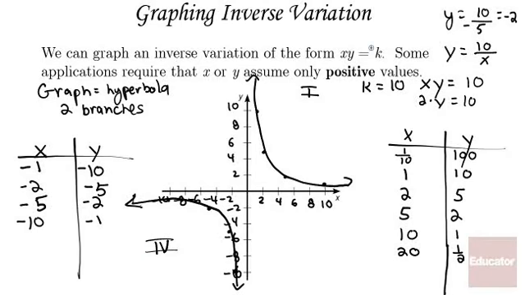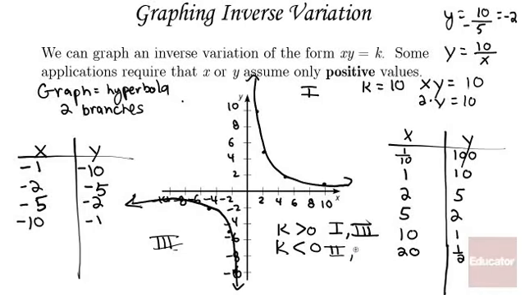Now, the value of k tells you whether the branches are going to be in the first and third or in the second and fourth. When k is greater than 0, the branches are in quadrants 1 and 3. Excuse me, this is actually the third quadrant. 1 and 3. When k is a negative number, when k is less than 0, the branches of the hyperbola are going to be in quadrants 2 and 4. Quadrants 2 and 4.